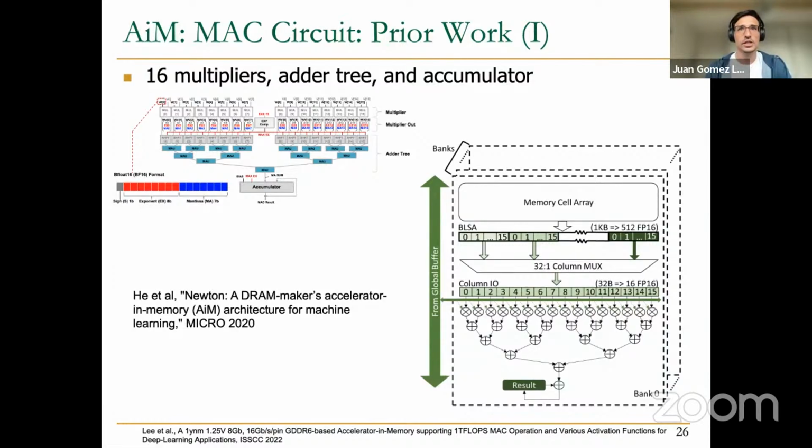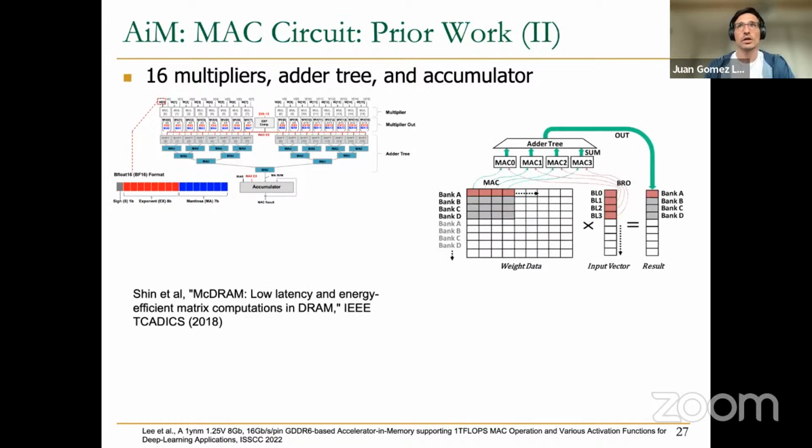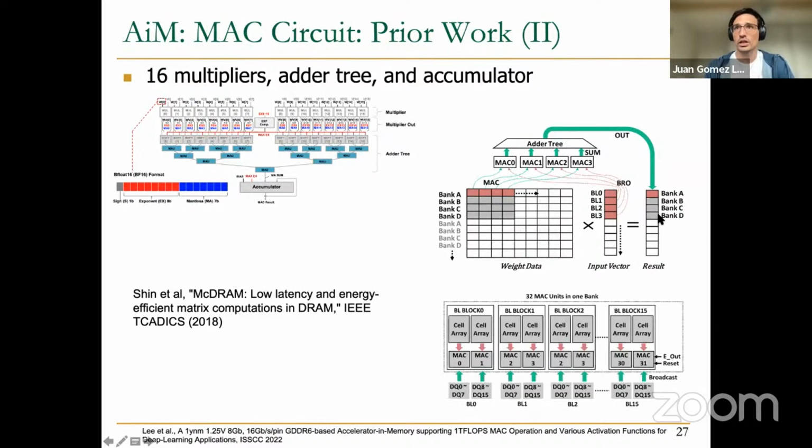It's not a surprise that this Newton has so many things in common with the AiM architecture, because in the end, it's coming from some of the same authors. But this MAC circuit was also presented even 2 years earlier by this other paper, FIMDRAM, that also organizes the computation in a very similar way. Observe how different MAC units in different banks are in charge of different rows of the weight matrix, and perform the multiply-accumulate, the dot product operation with the input vectors using MAC units and then another adder tree. And here you can see a little bit more detail about these MAC units. In particular, this FIMDRAM paper is assuming 32 lanes in one bank, as you see here in the figure. And all these different architectures and different circuits have in common that they use the SIMD processing paradigm.